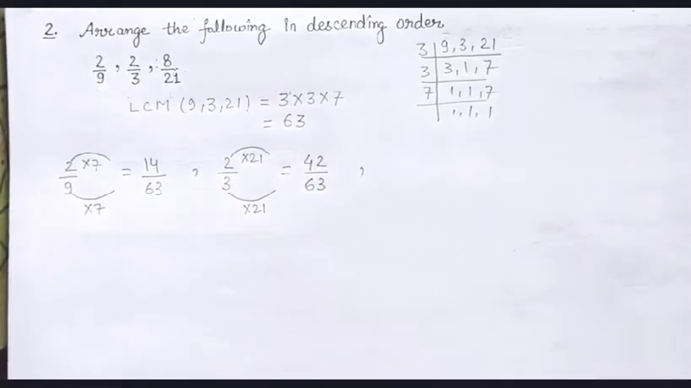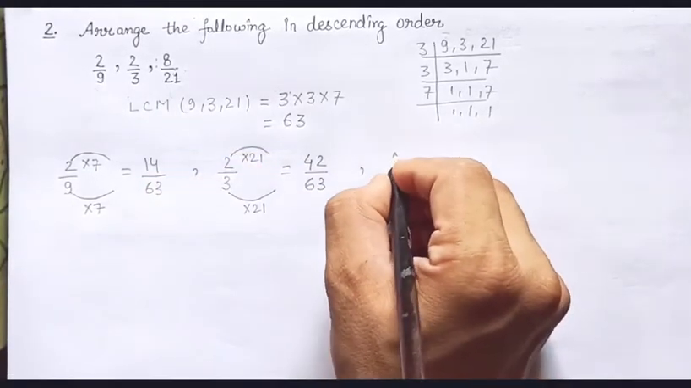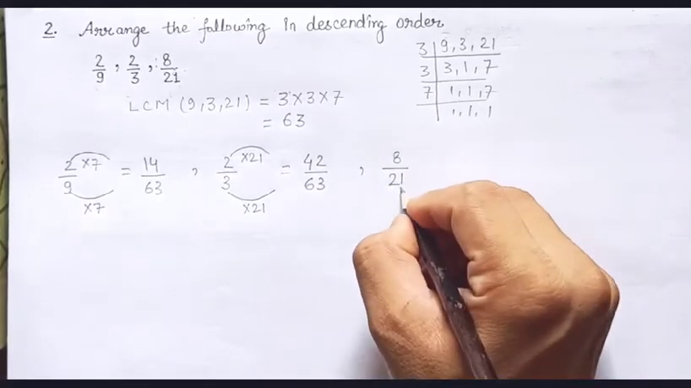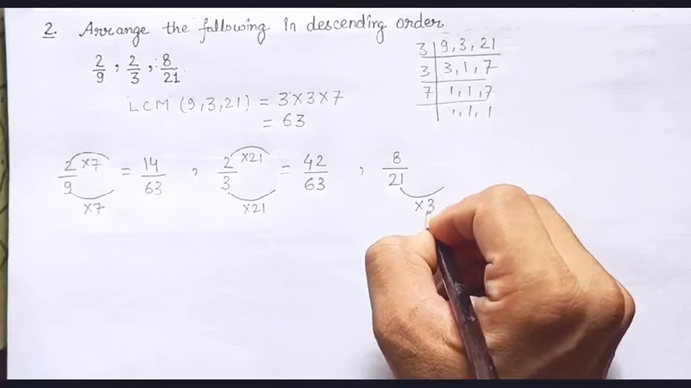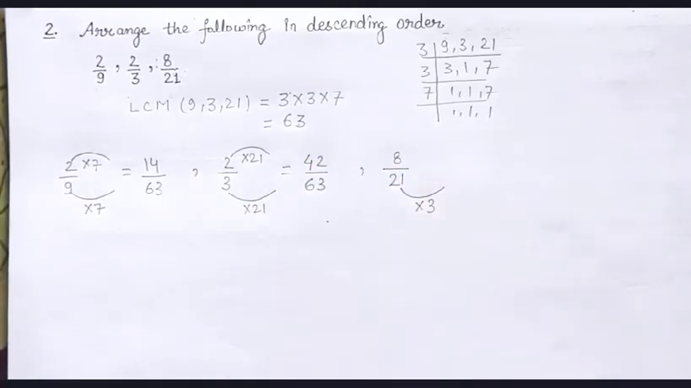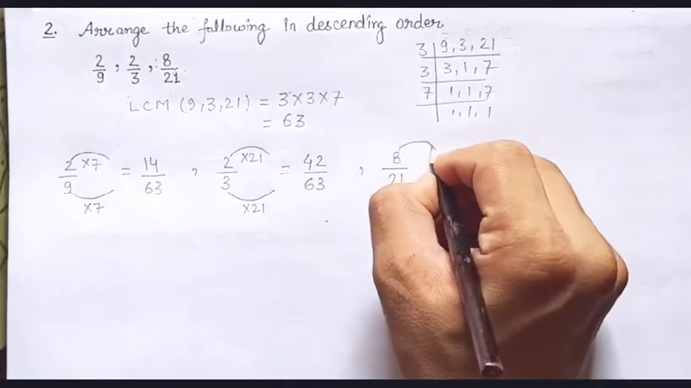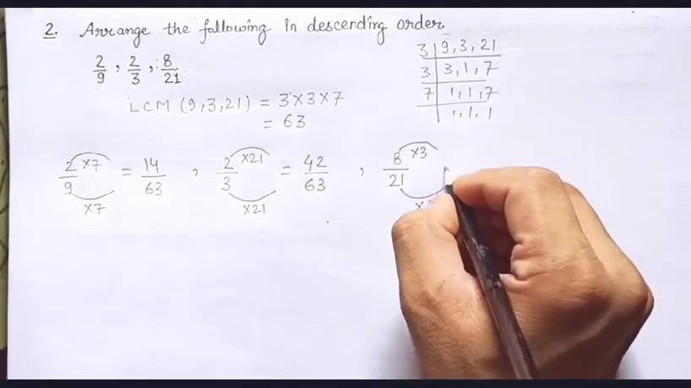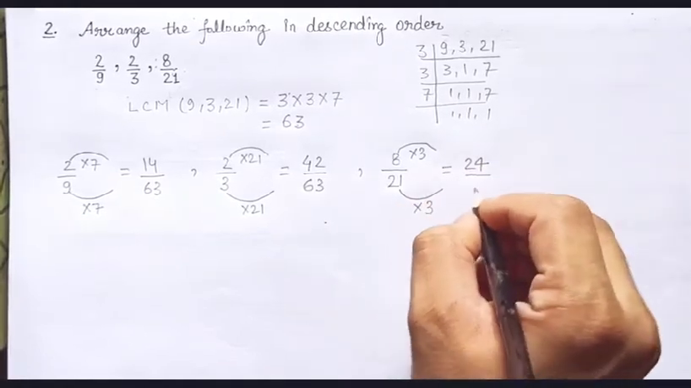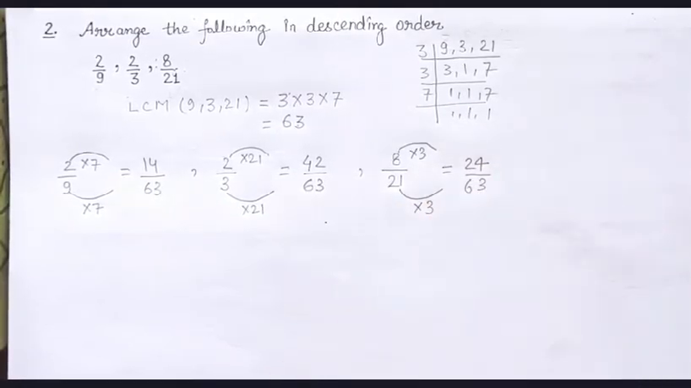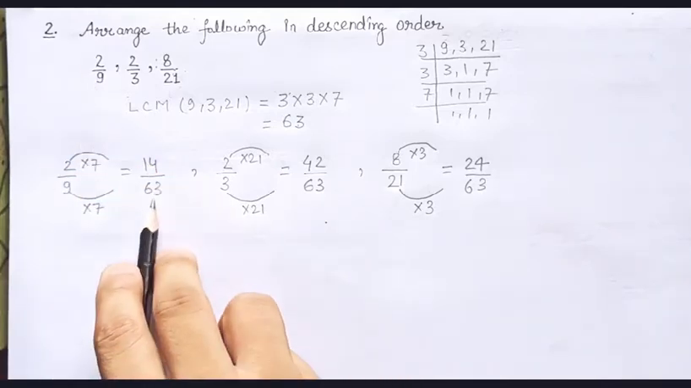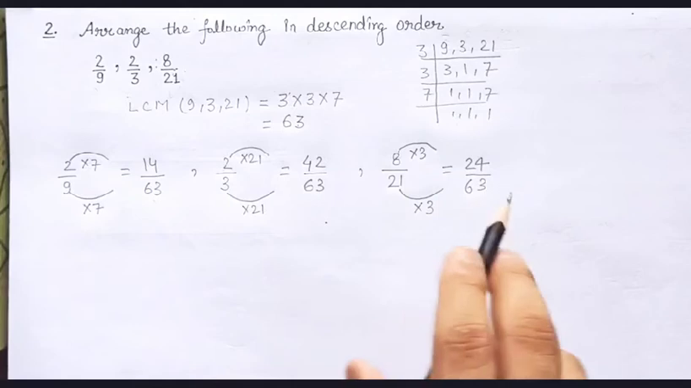The third fraction is 8 divided by 21. Again, you know when 21 is multiplied by 3, it gives the result 63, and if we are multiplying the denominator by 3, then we also have to multiply the numerator by the same number 3. So 8 into 3, 24, divided by 21 into 3, 63. Now you can see the given fractions are converted into like fractions because their denominators are the same, 63.